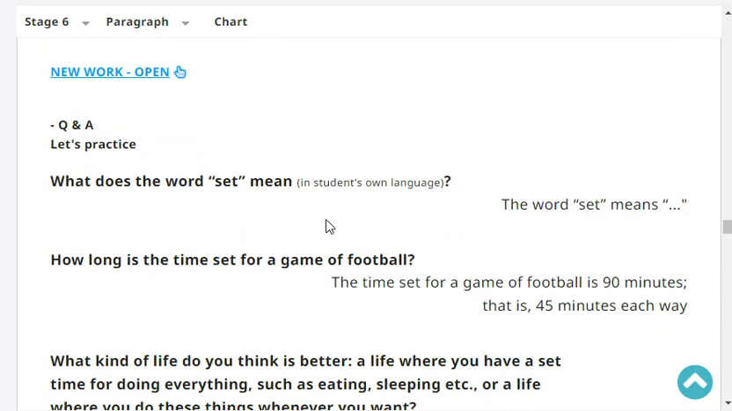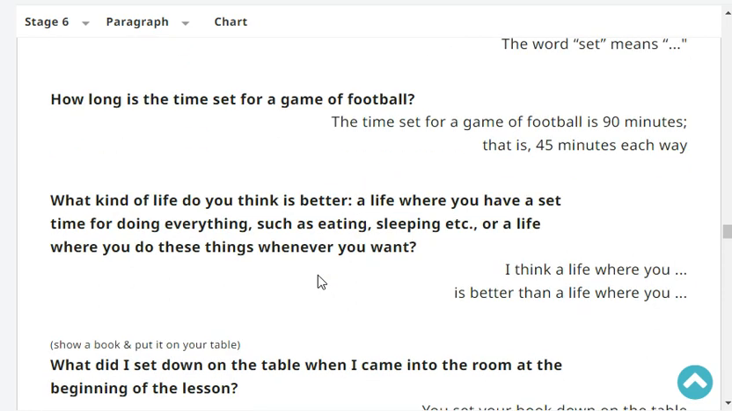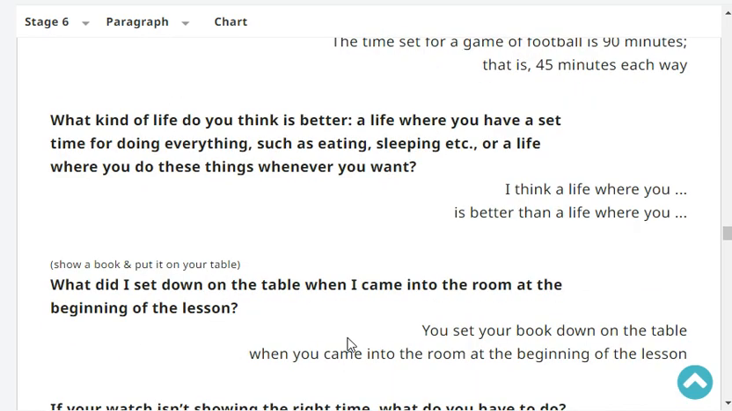Very good. What does the word set mean in Japanese? The word set means 設置する in Japanese. Very good. How long is the time set for a game of football? The time set for a game of football is 90 minutes. That is 45 minutes each way.